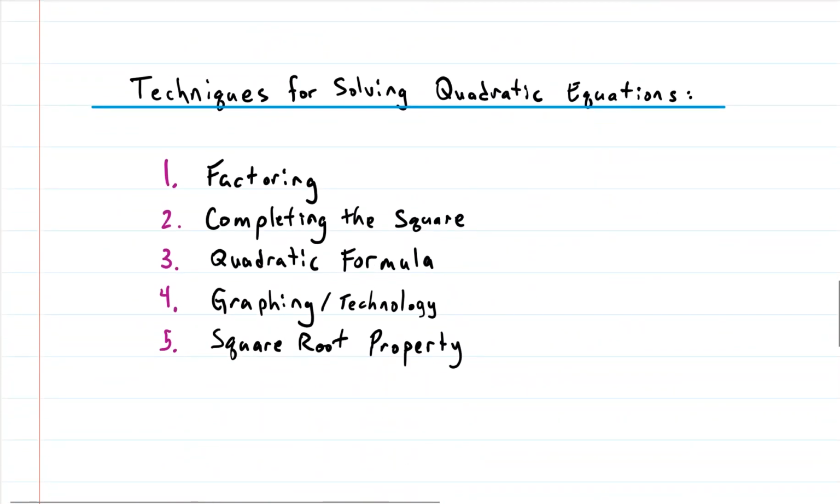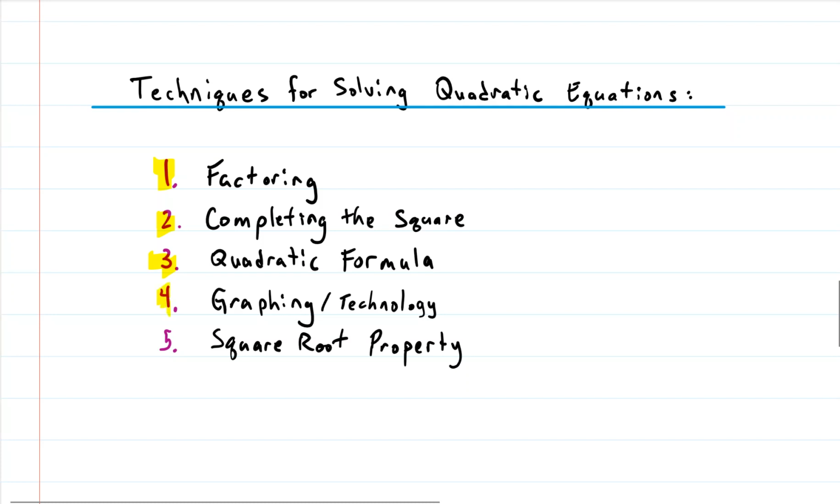What techniques do we use for solving quadratic equations? Well, there are quite a few of them. Here is a list of the 5 most common techniques used in an algebra class. The first one would be factoring. The second one would be completing the square. We also can use the quadratic formula, which is a shortcut to completing the square. So 2 and 3 are really the same thing. 3 is just faster than 2 is.